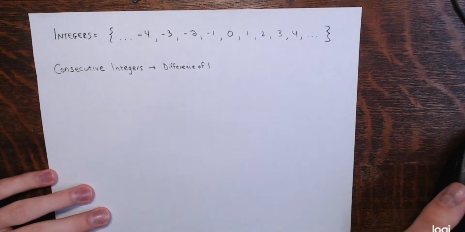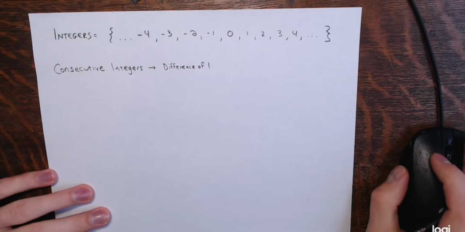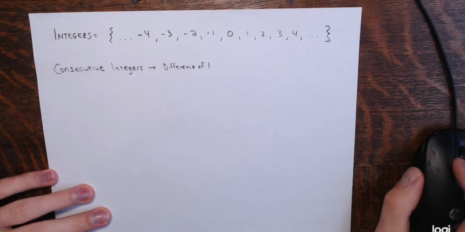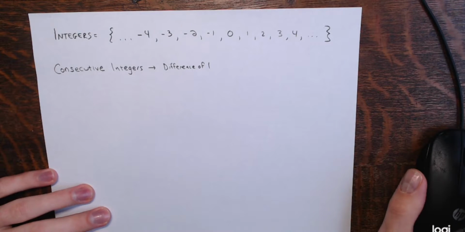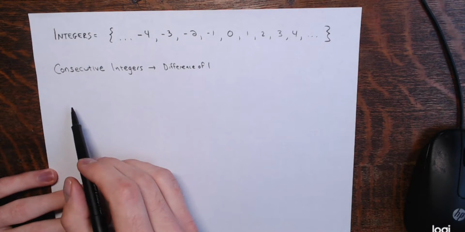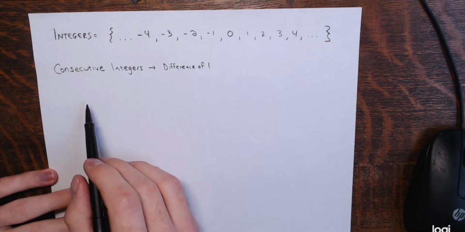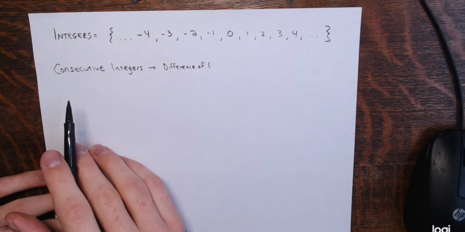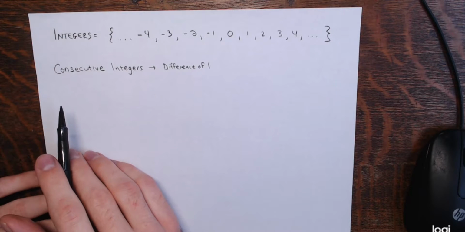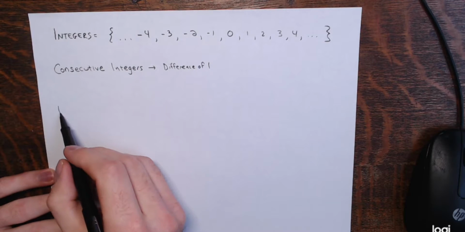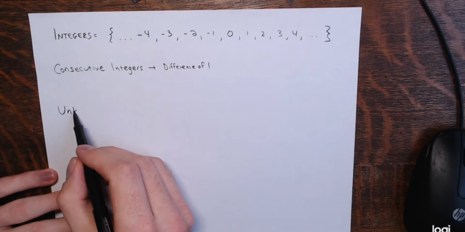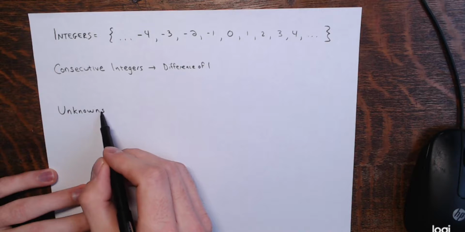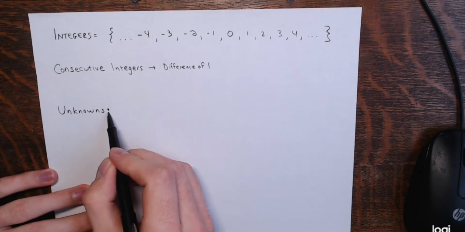Now I read through the problem, and it said the sum of 2 consecutive integers was 141. Find the integers. So you read through the problem, and then you ask yourself, what don't I know? What are the unknown quantities? Especially, what are the unknown quantities that they're asking me to find?